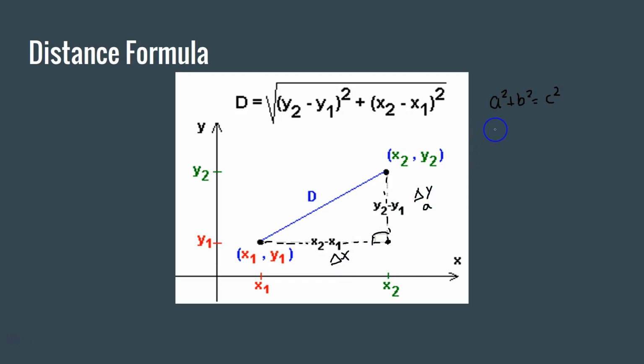Well, let's say this y is a. So we're going to plug that in as y sub 2 minus y sub 1, which is squared, plus our b squared, which is going to be our change in x, x sub 2 minus x sub 1 squared, which is equal to c squared. Well, c squared, all we know right now is that it's d squared.